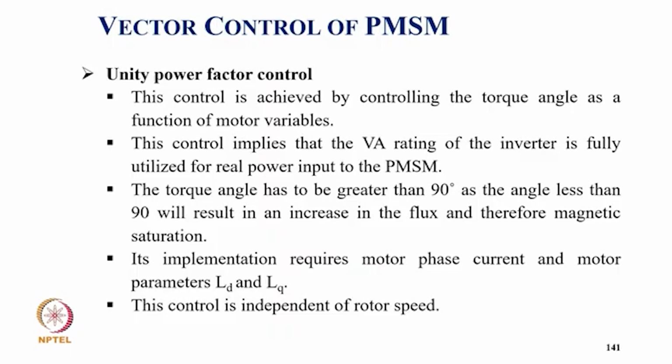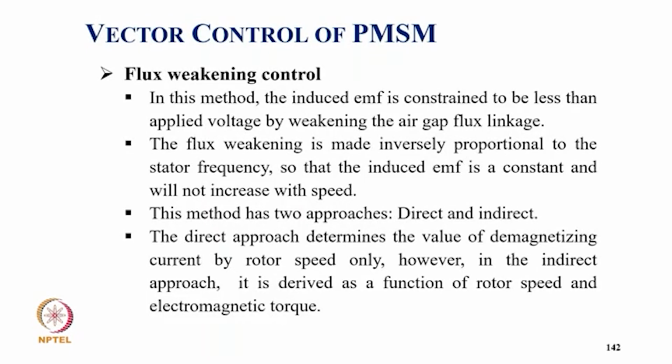Coming now to unity power factor control. This control is achieved by controlling the torque angle as a function of motor variables, and it implies that the VA rating of the inverter is fully utilized for real power input to the permanent magnet synchronous motor. The torque angle has to be greater than 90 degrees, as an angle less than 90 degrees will result in an increase in the flux and therefore magnetic saturation. Its implementation requires motor phase current and motor parameters like LD and LQ, and this control is independent of rotor speed.